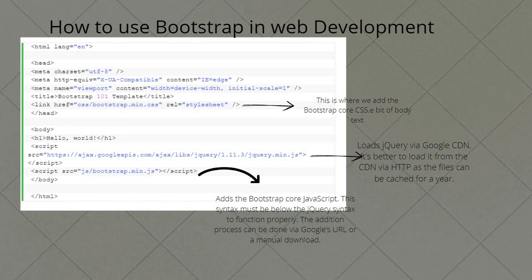The next one here is how you call or load jQuery, and it is better to load it with CDN via HTTP, as the file can be cached for a year. The last highlighted one with the arrow bending down displays how you call JavaScript Bootstrap. Here, you are just calling the file. It has lots of functions, so when you call these files like this, the functions will be imported down into your projects and work fine.